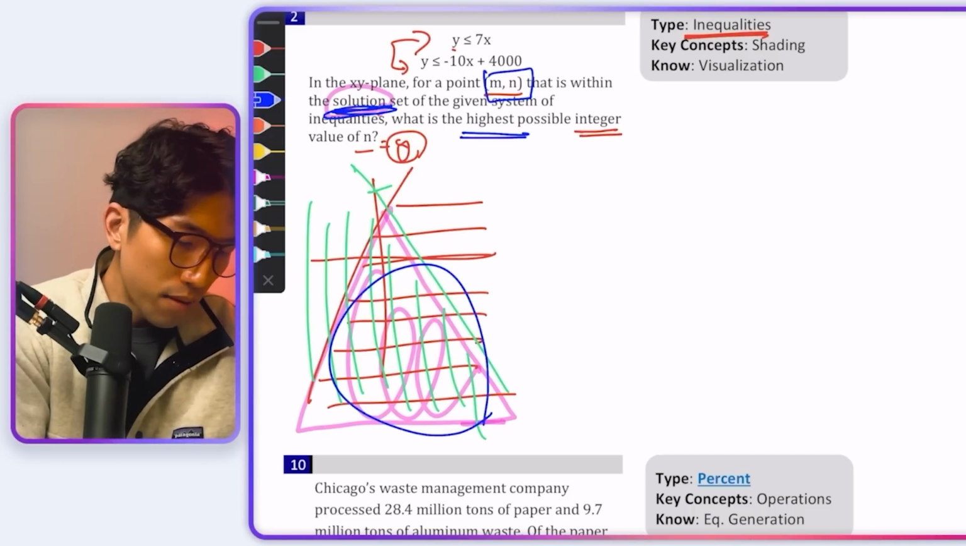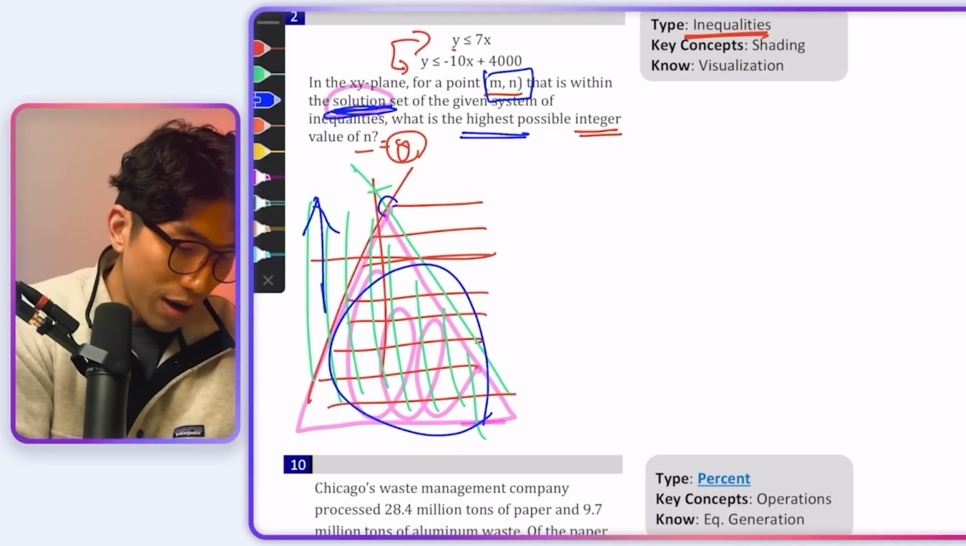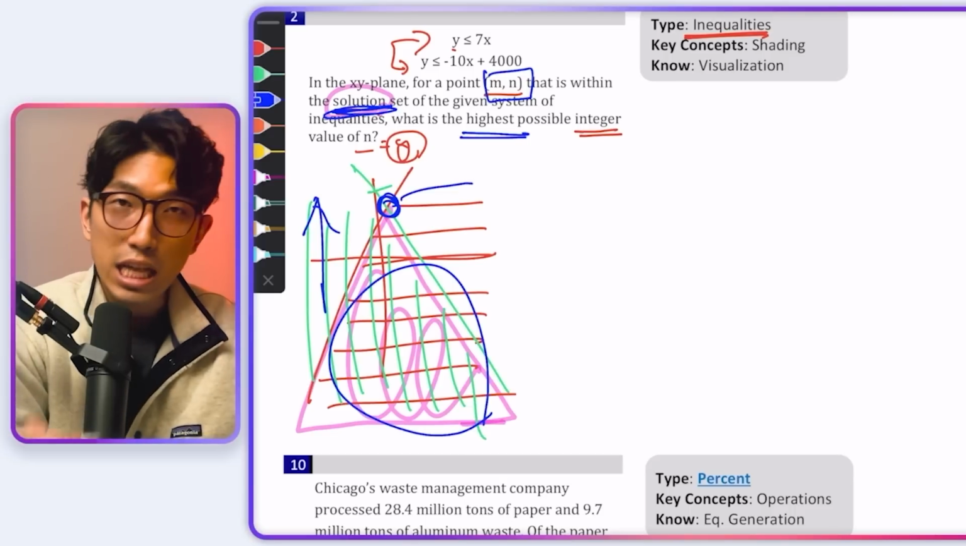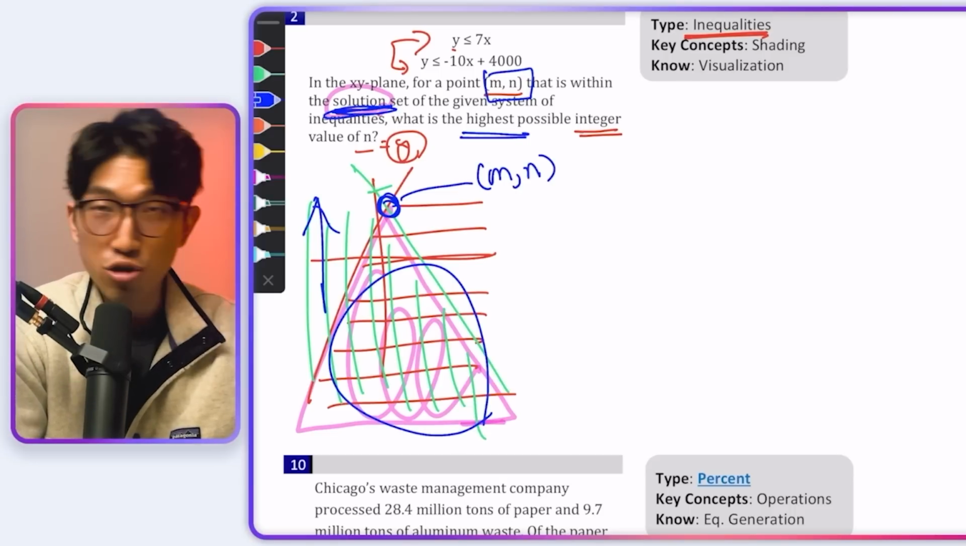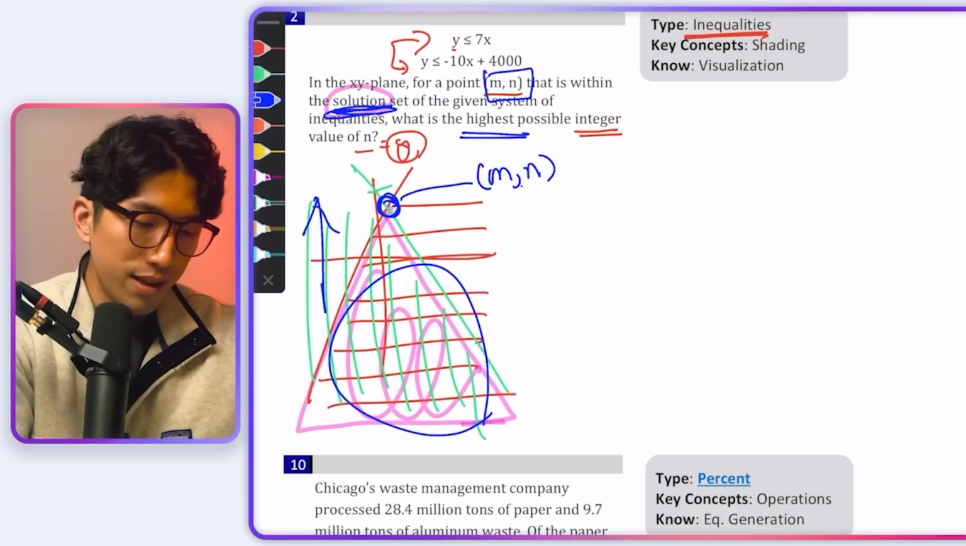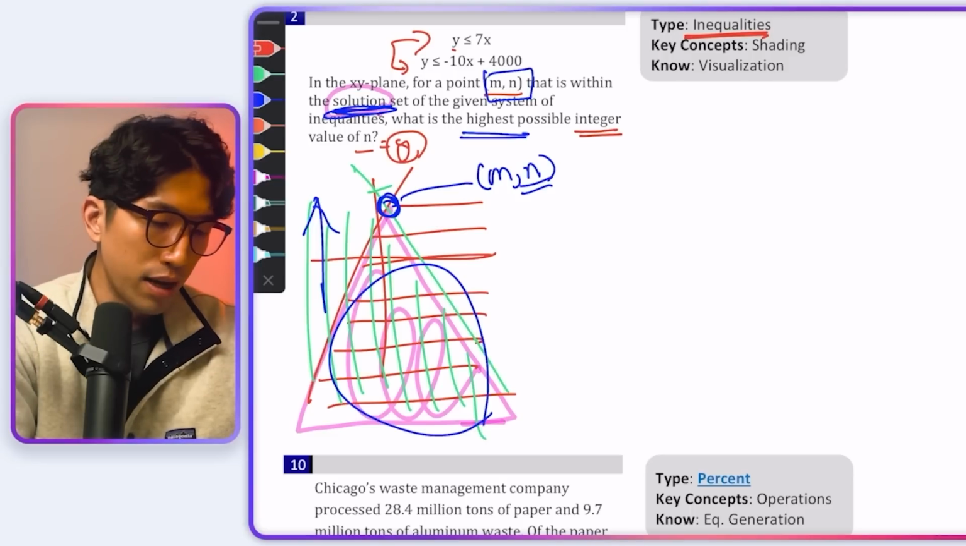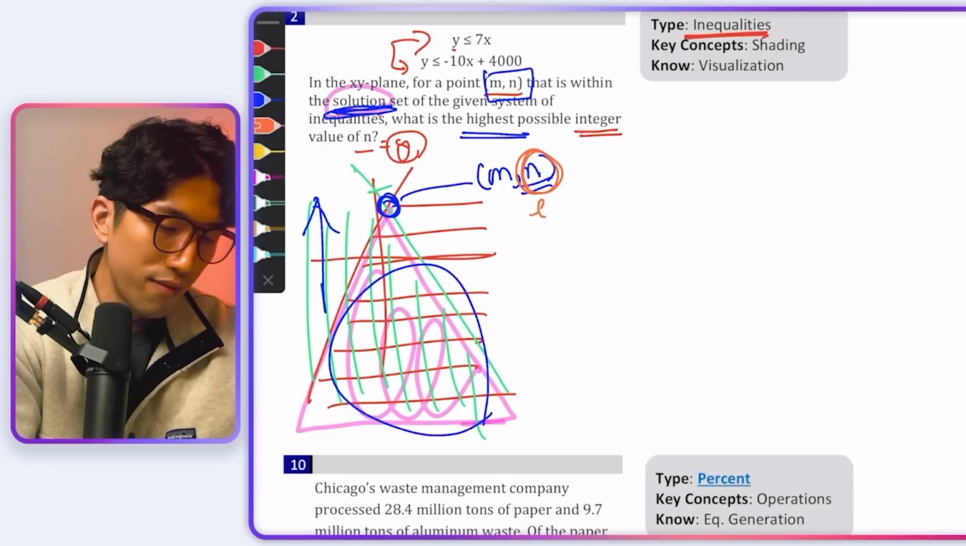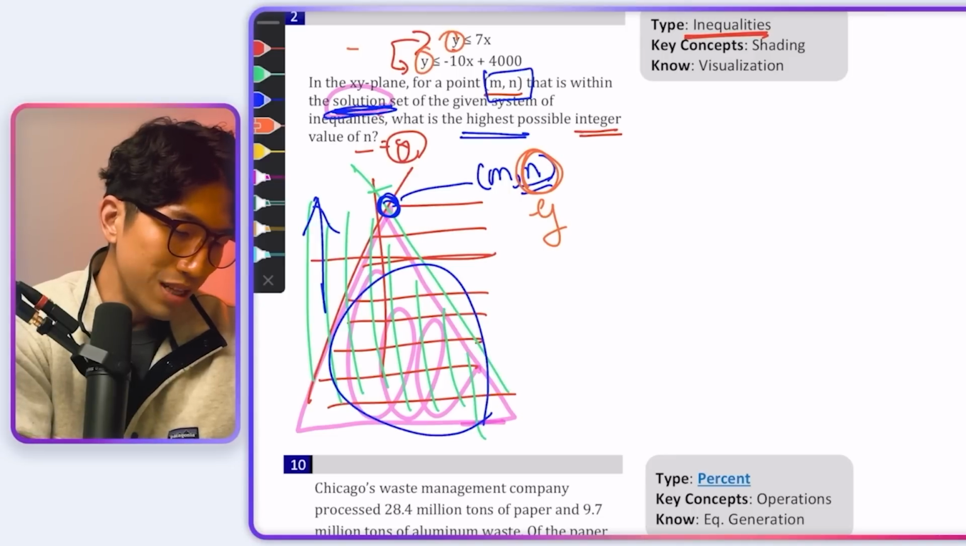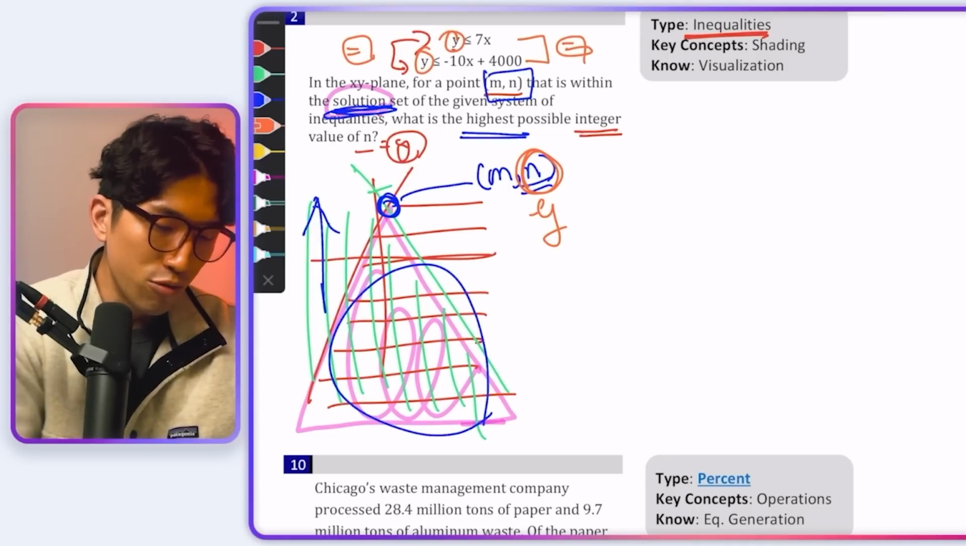So y goes up as we go up, and the highest y value is going to be right there, which is the intersection point between these two graphs. So essentially, the question is asking you to find out the y coordinate of the intersecting point. And at the intersecting point, because they are going to share the same y value, we know that these y's are going to be the same, which means we can now set them equal to each other.